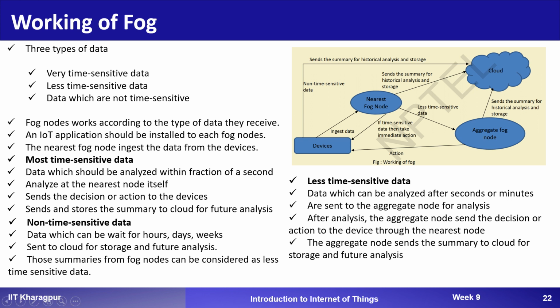So if the data is less time sensitive, then the other fog nodes, that is the aggregate fog node, can perform the analysis of data, and based on the decision which is taken by the aggregate fog nodes, the decision can be sent to the end devices. And if the data is not time sensitive at all, then that data can be sent to the cloud, and then the cloud will perform the analysis and take decisions accordingly.